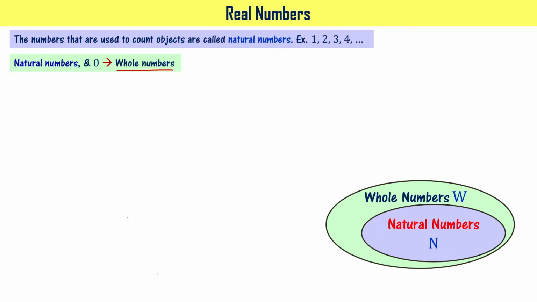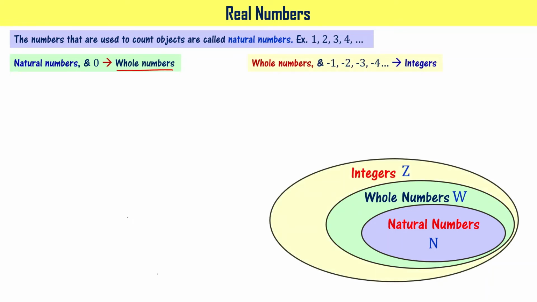You have whole numbers which are all non-negative numbers. When you have negative numbers like -1, -2, -3, -4 and so on, together with whole numbers, those are 0, 1, 2, 3, 4, 5 and so on, and -1, -2, -3, -4 and so on put together, they are called integers, right? Integers are denoted using the letter Z here.